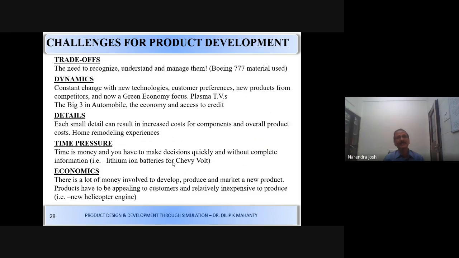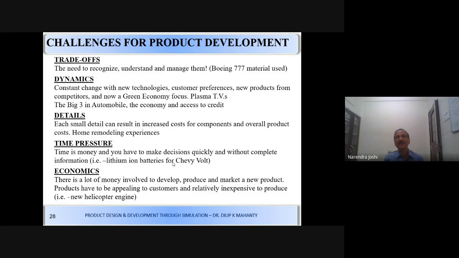Detail: each small detail can result in increased cost. So how much I should do, how much I can say I will not need, so that the cost is controlled. Time pressure. Time is money in today's world. And you have to make decisions quickly and without complete information. Lithium-ion batteries for the Chevy Volt vehicle. Is it really good? Because today you are talking about electric vehicles. How much should I put in that? So time pressure is there, and economics.